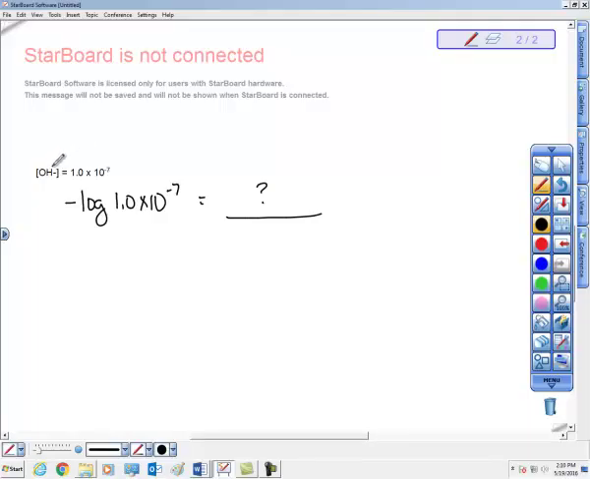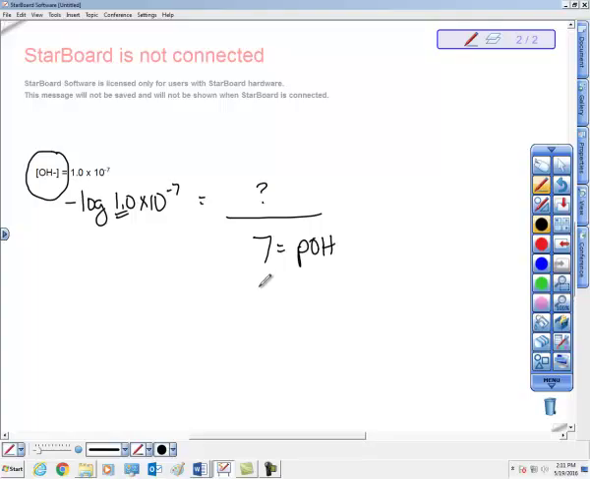We've got to be really careful when we get on our test, okay? Just because you're doing negative log of something doesn't mean you're going to get pH. Watch what the ion is. OH ions give you pOH. H plus ions give you pH. Be careful. All right, you've got a base of 1.0. Super easy. What's the answer? 7. And that'll be your pOH.